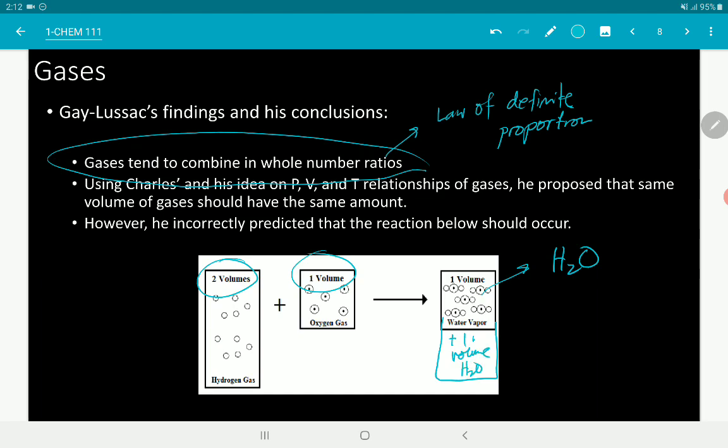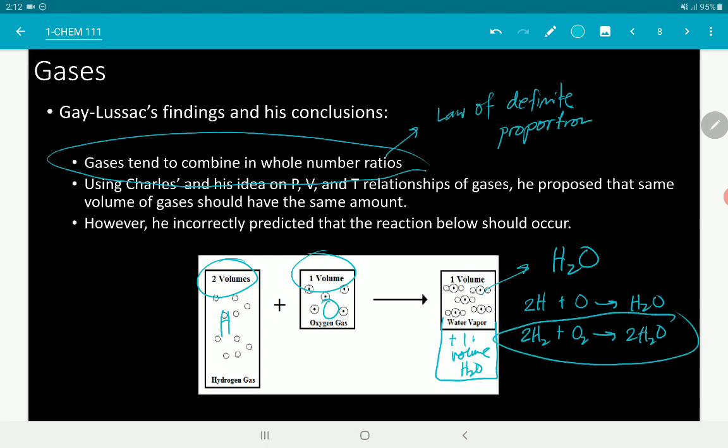Okay? So hindi nag-agree dun sa data niya. Sabi niya, edi ibig sabihin, either iba yung molecular formula ng H2O or may mali sa aking assumption about hydrogen and oxygen. Actually, the second one is true kasi he assumed that hydrogen and oxygen are monoatomic gases. Okay? So, syempre, kapag monoatomic gases, natural lang na 2H plus O is H2O. Pero kapag diatomic sila, you'll see that 2H2 plus O2 is 2H2O. Okay? Ito yung mag-agree dun sa kanyang result.